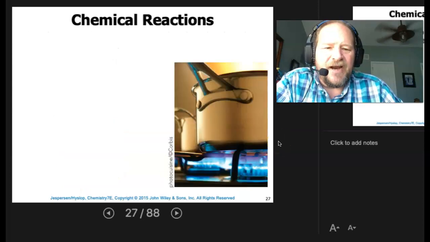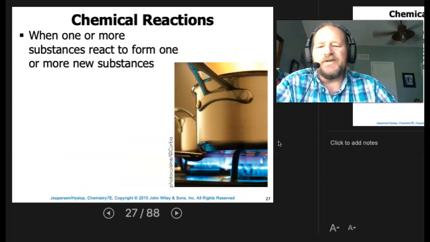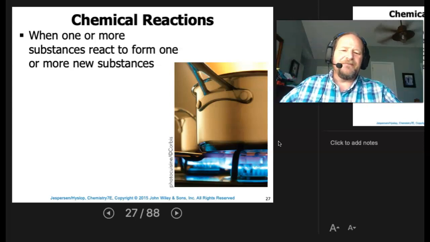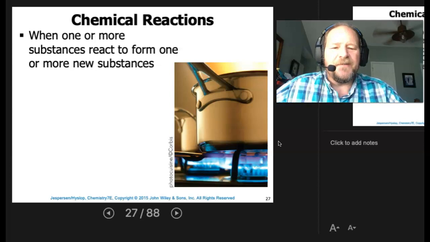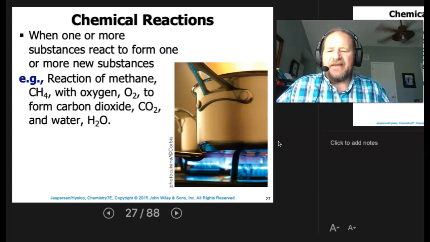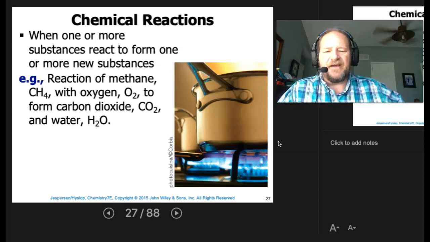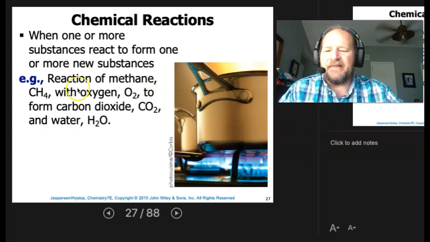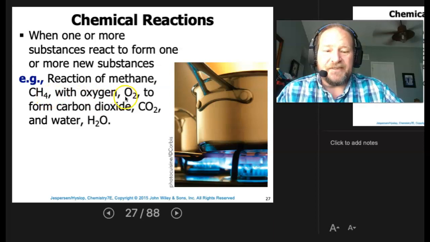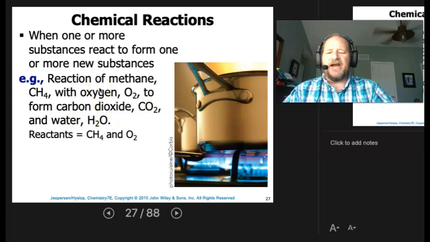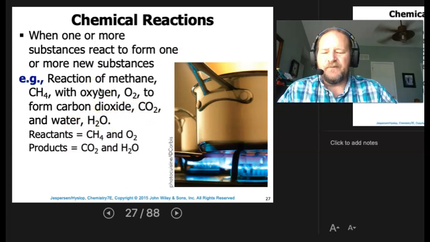Now for chemical reactions, right, when one or more substances react to form one or more new substances, and here we have a pot cooking some water, we're going to make some soup. The reaction of methane with oxygen to form carbon dioxide and water, right? So that would be a chemical reaction. So we're going to actually take methane, we're going to combust it, and so we're going to mix it with O2, and the products that are going to be made are going to be CO2 and water. Right, so our reactants then would be CH4 and O2. Our products would be CO2 and H2O.